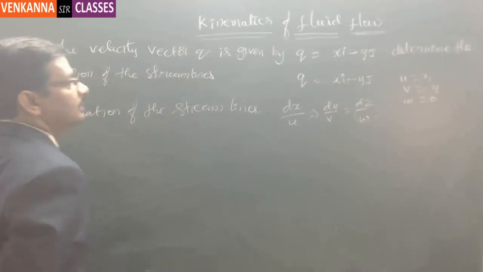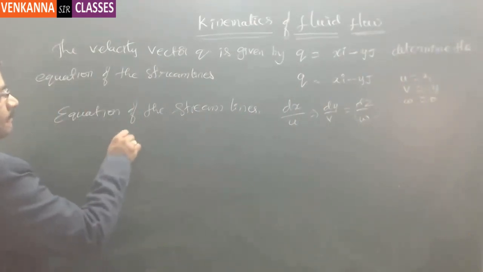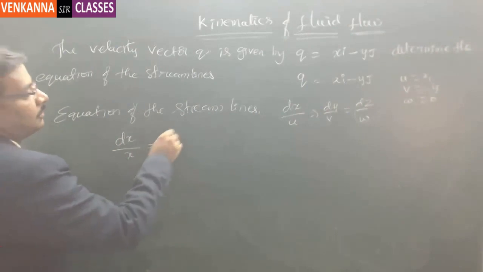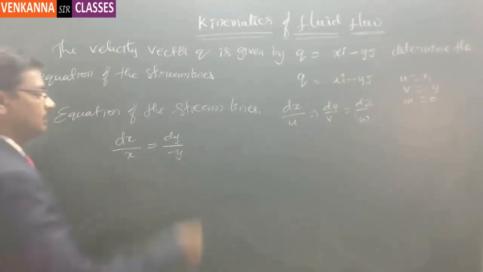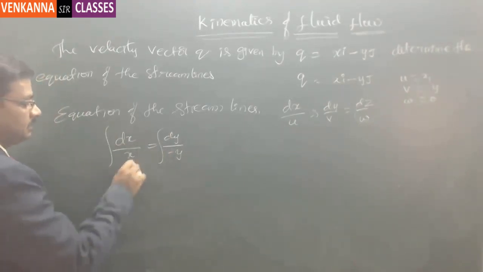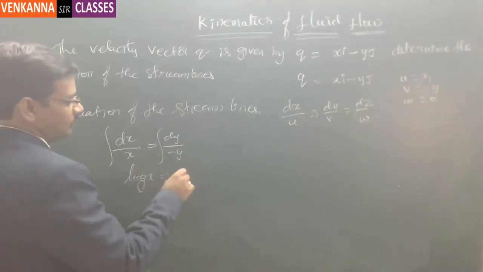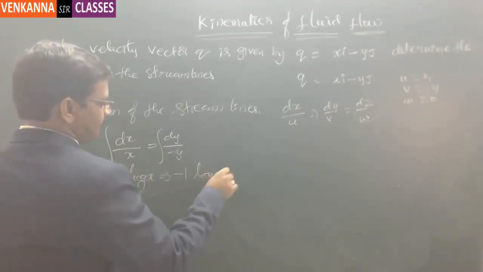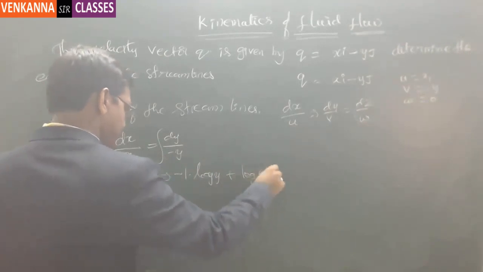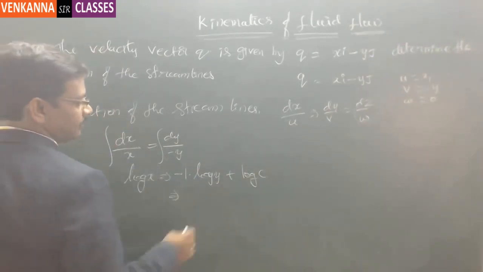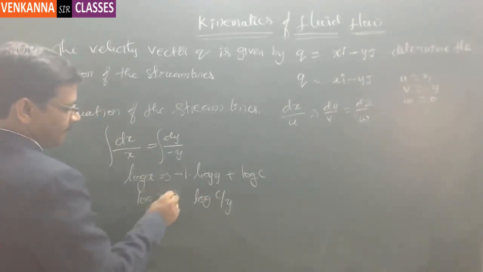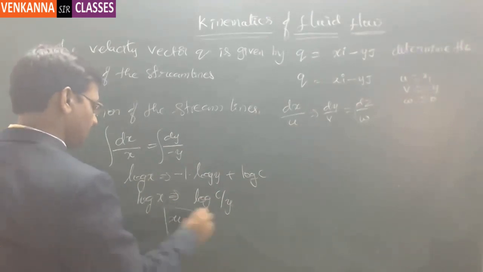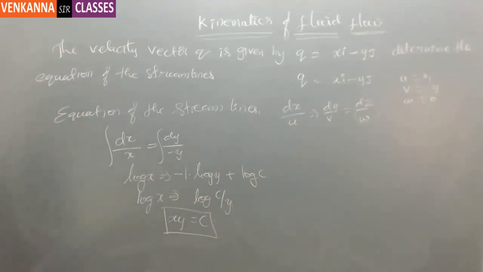And then dx by u, which is x, is equal to dy by minus y. So these two are equal. If you integrate on either sides, this is log x is equal to minus 1 into log y plus log c, right? So this is log c by y is equal to log x, or xy equal to c. So this is the equation of the streamline. Got it?